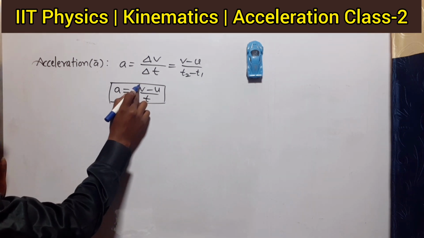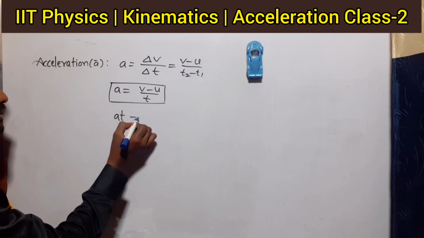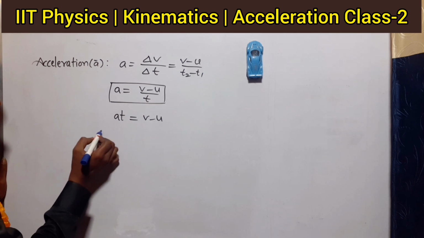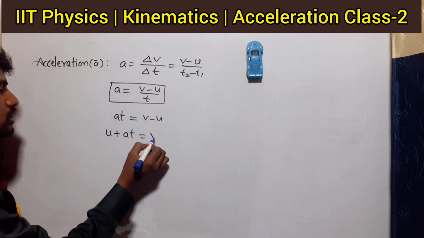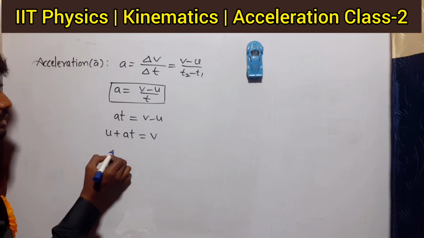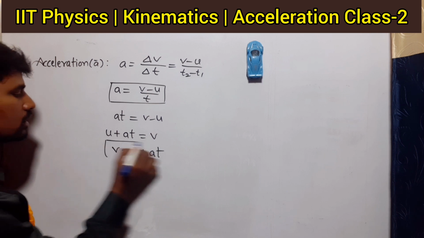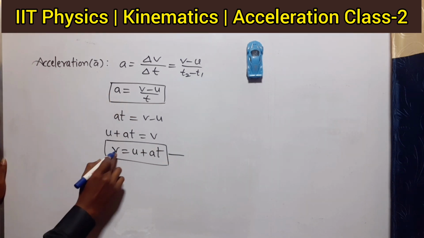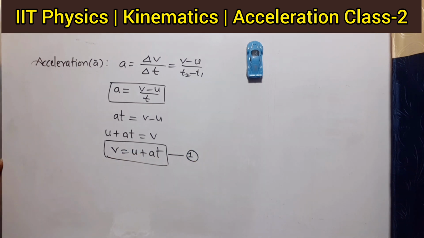If you write v as the subject, transpose t to the left-hand side: a into t, at, equals v minus u. Transpose minus u to the left side, that is u plus at equals v. After rearranging, we get v is equal to u plus at. We got the first equation, from the acceleration formula with v as the subject.